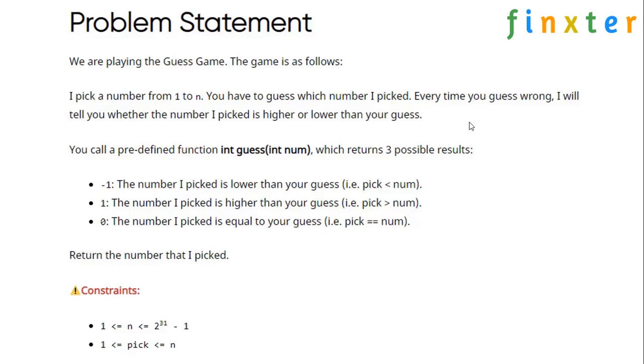Now, since we have to write a program for this, you will be given a predefined function which will return three possible results. These results are -1, which will be returned when the number I pick is lower than your guess. Otherwise, this function will return 1, that is, when the number that I picked is higher than the number that you guessed. And if the number that I picked is the same as the number that you guessed, then this function will return 0. So all you have to do is to return the number that I picked.